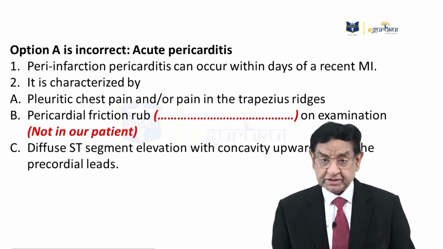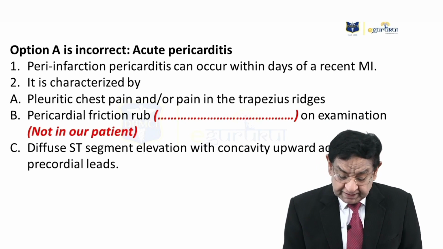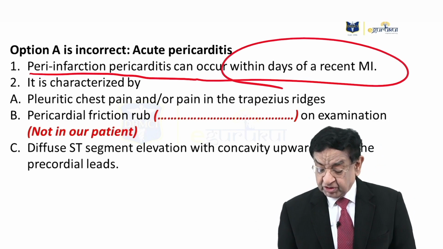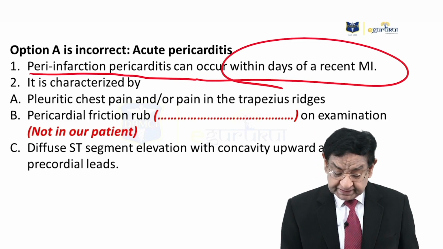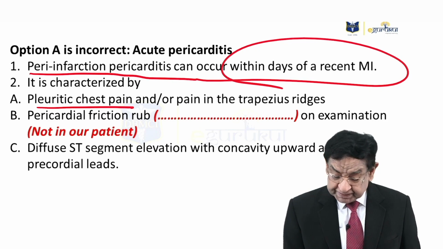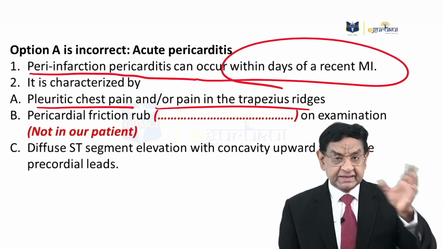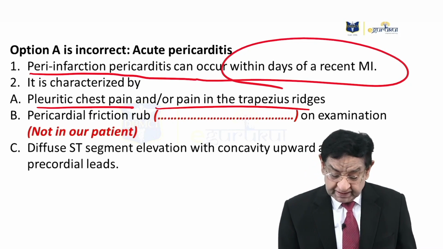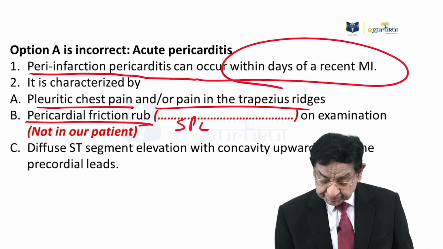Now let's look into the other options also. We use the rule-out technique. Acute pericarditis: peri-infarction pericarditis can occur within days of a recent MI, maybe 2-3 days also. This is characterized by pleuritic chest pain and pain in the trapezius ridges, and it is not a squeezing pain. Moreover, a pericardial friction rub is always heard, and that is a specific sign.